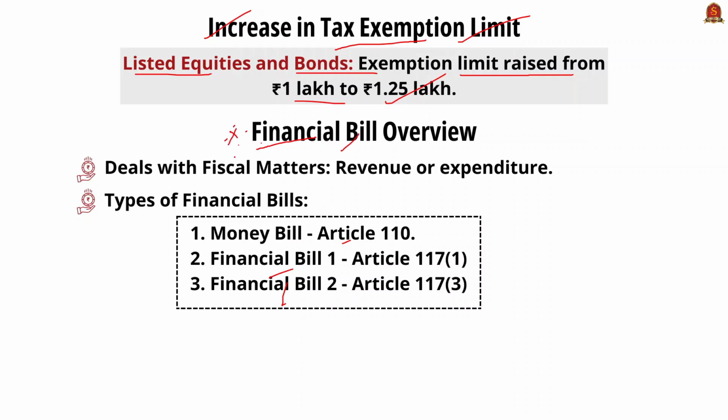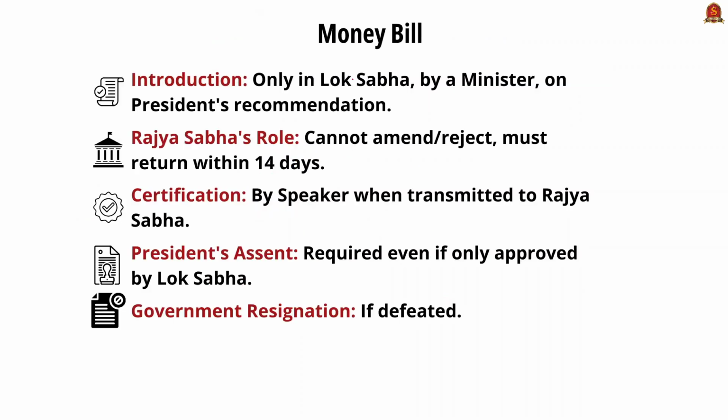A financial bill deals with fiscal matters, which is the revenue or expenditure. Financial bills are of three types. First, a money bill, which is Article 110. Next is the Financial Bill 1 under Article 117, Clause 1, and Financial Bill 2 under Article 117, Clause 3. First, let us see what a money bill is.